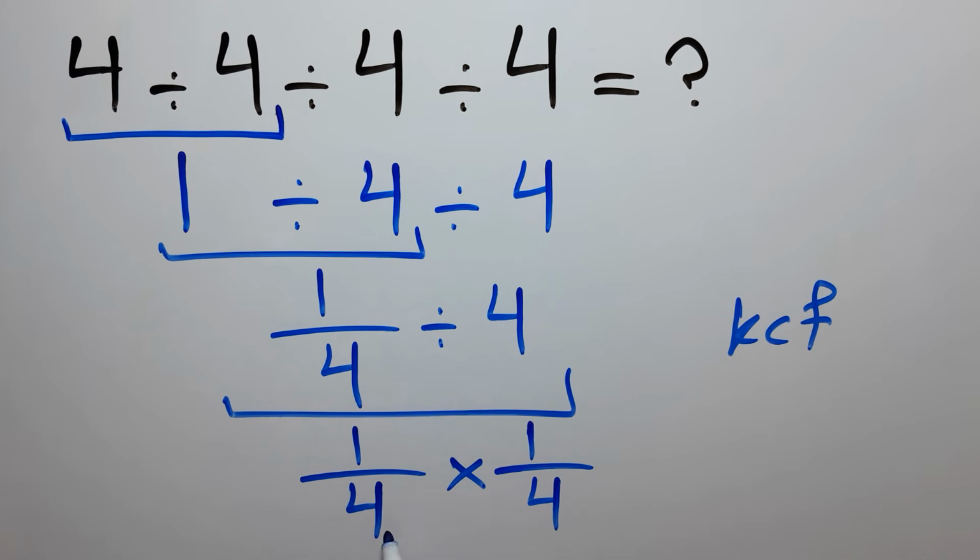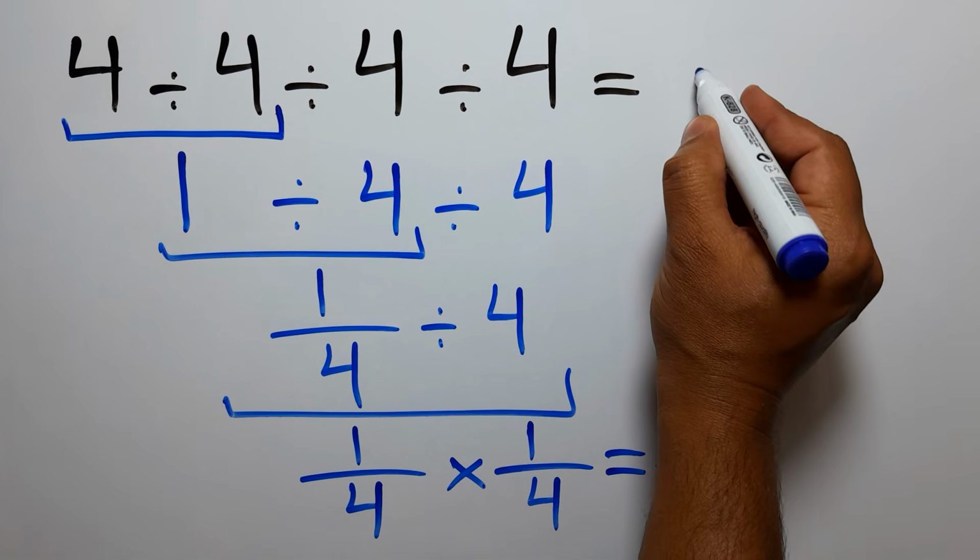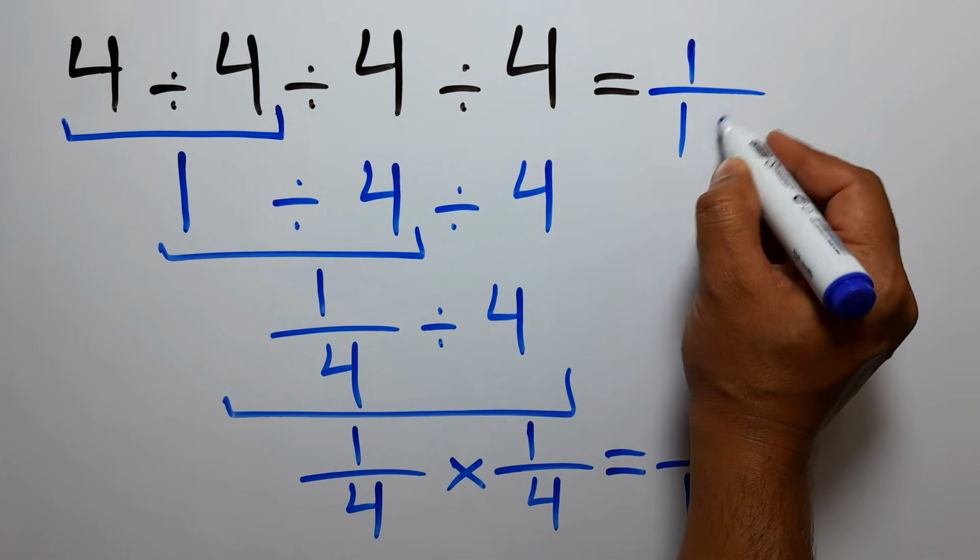So we have 1 over 4 times 1 over 4, which equals 1 times 1 gives us 1. So 4 times 4 equals 16. So we have 1 over 16. And this is our final answer to this problem. The correct answer is 1 over 16.